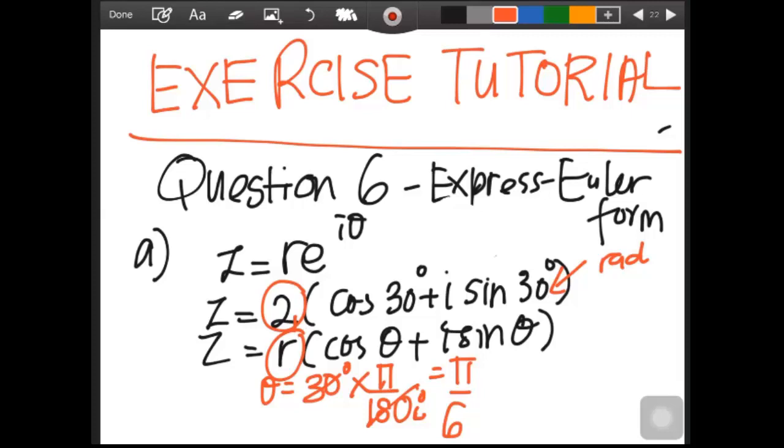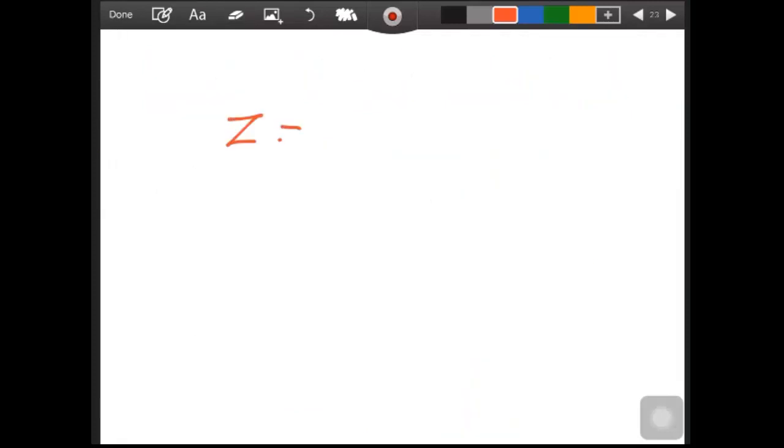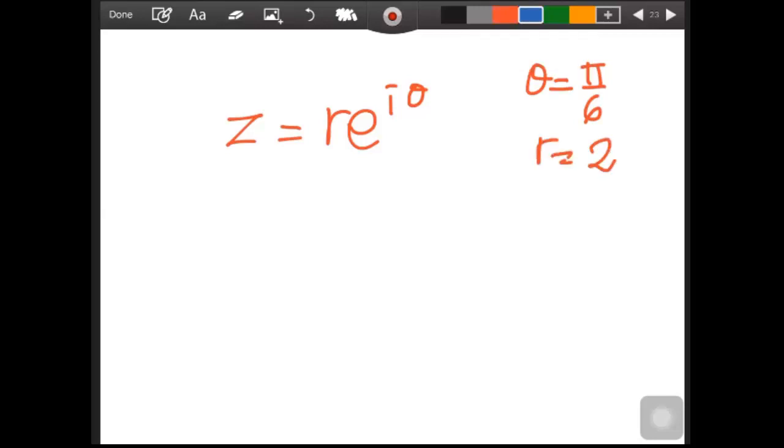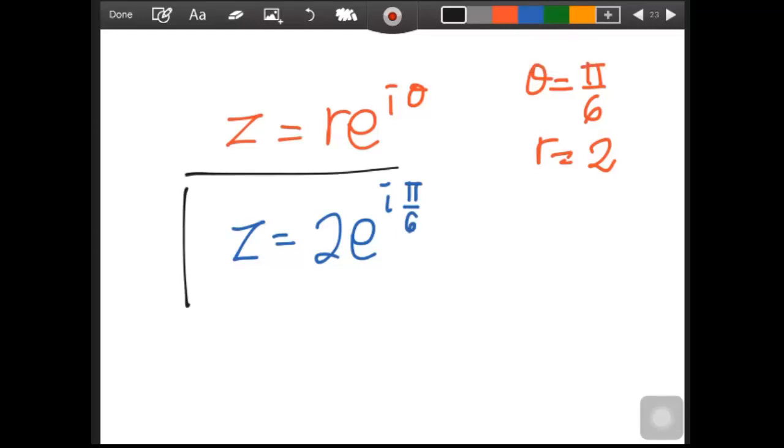So Z sama dengan R exponential i theta. So theta dia adalah pi over 6, R dia adalah 2. So kita tukar je. So Z sama juga dengan 2 exponential i pi over 6. Okay, itu untuk yang pertama lah.